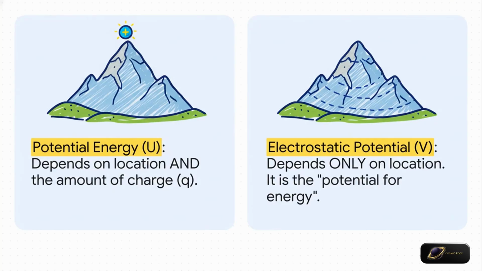Okay, now we've got to be really clear about something, a super important distinction. There's potential energy, let's call it U. That's something a specific charge has when it's sitting at a location. But then there's something more fundamental, and that's the electrostatic potential, which we call V. This is a property of the location itself, whether there's a charge there or not. It's the potential for energy. It's like the height of the electrical hill, just waiting for a charge to come along and have some potential energy.